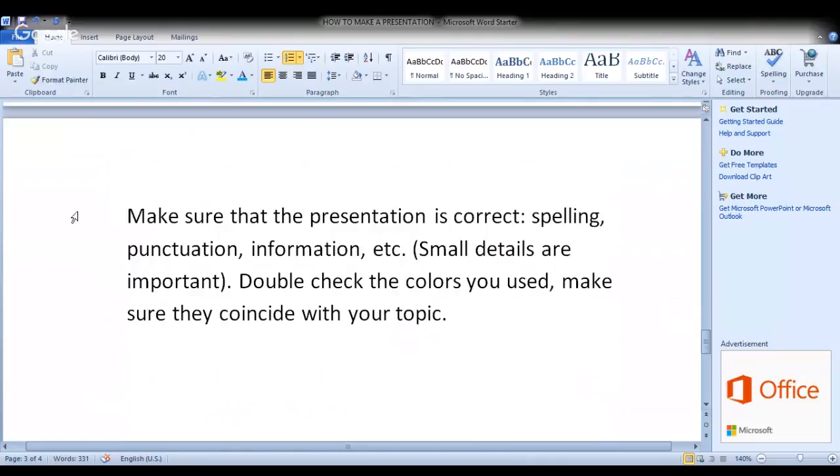So I'll read this. It says, make sure that the presentation is correct: spelling, punctuation, information, etc. Small details are important. Double check the colors you used. Make sure they coincide with your topic. There was one time that I had done a presentation about colors and what colors represent. That's what I'm referring to here. It's quite important to use specific colors, okay? Ken, any comments here about revising?